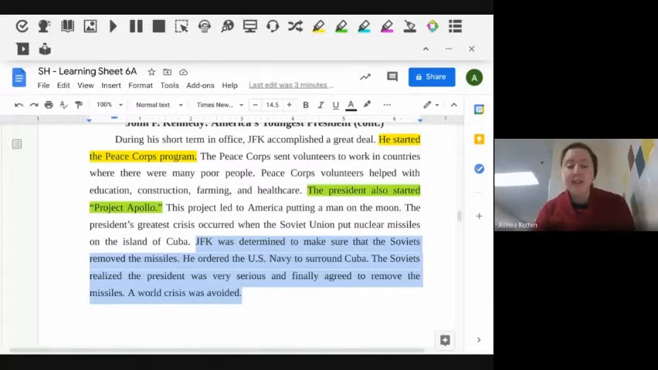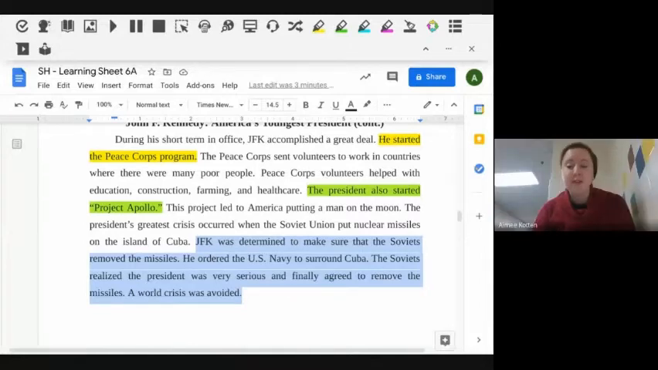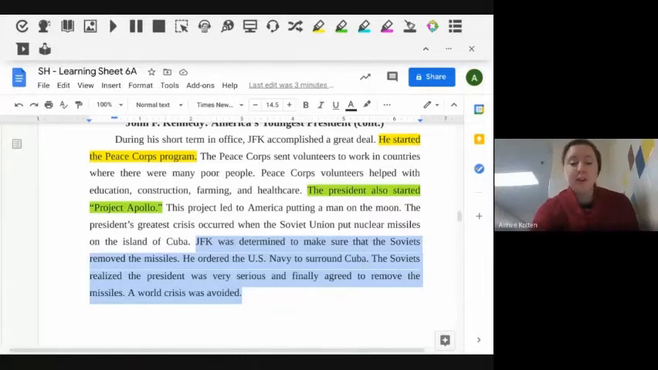Transforming in healthcare to prevent it from coming. Yes, you're right about that, Sophie. That one goes with our detail that he started the Peace Corps program. So we're talking about the US Navy and the Soviet Union. So they agreed to remove the missiles, right? When they realized that JFK was serious. Yeah. And so what happened then?